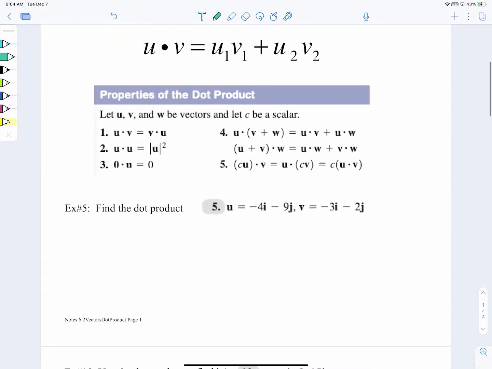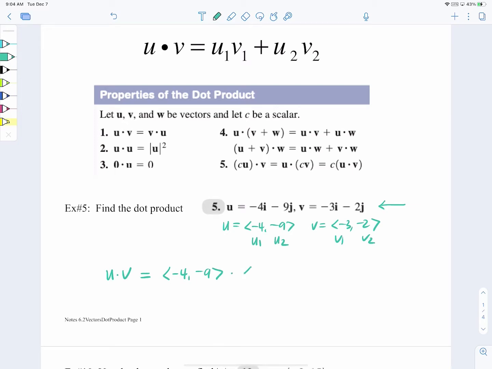Find the dot product. That's an easy one. If you don't like the linear combination notation, you are more than welcome to always write them in component form, okay? Component form translated goes like that. And let's actually write U1, V1, U2, V2, and let's perform the dot product. Easy peasy, okay? Remember, it's the sum of the products of the horizontal components and the vertical components. Oh, sorry, negative 3, and negative 2. All right, let's multiply them together.